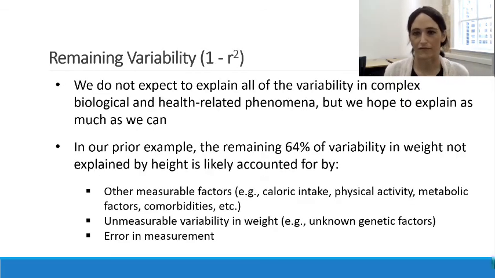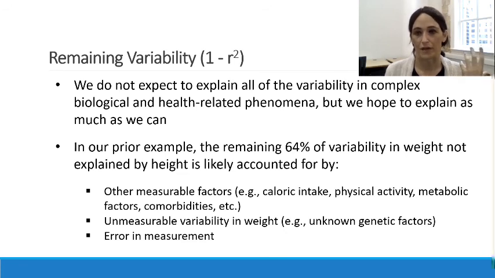So the remaining variability would be 1 minus r squared. Mathematically, we don't expect to explain all the variability in complex biological or health-related phenomena, but we do hope to explain as much as we can. So in our prior example, the remaining 64% of variability in weight, not explained by height, is something that we would probably be interested in knowing.